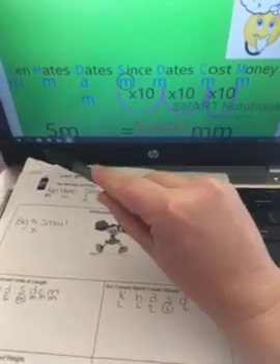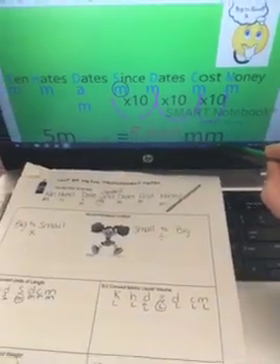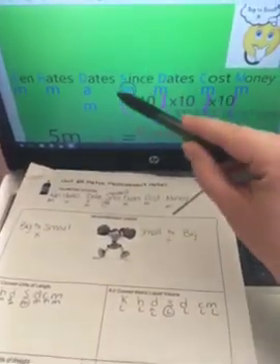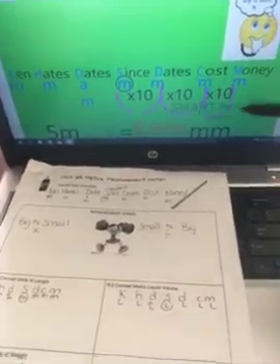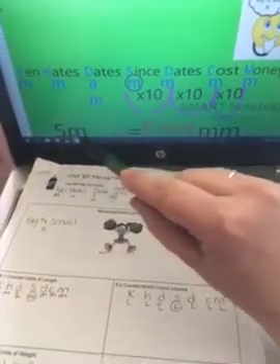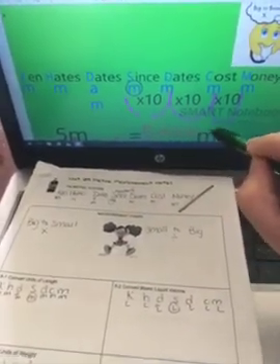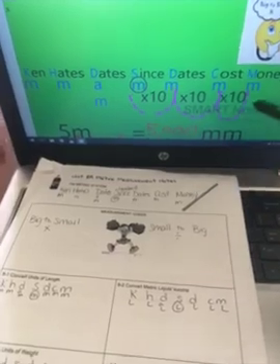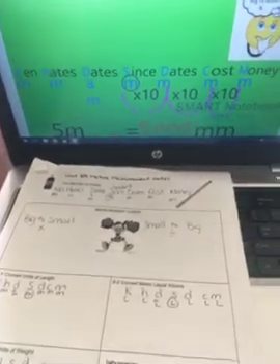So let's say we're changing 5 meters and we want to change them into millimeters. We would do 5 times 10, 100, 1,000. We're actually doing 5 times 1,000, and that equals 5,000. Now, you're wondering, why are there these loops here? Why am I teaching it to you like that?